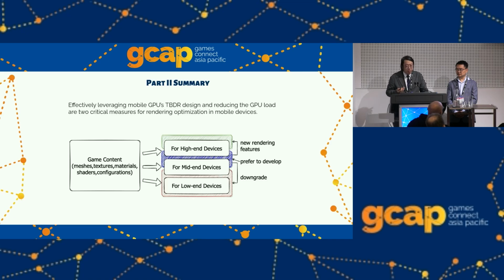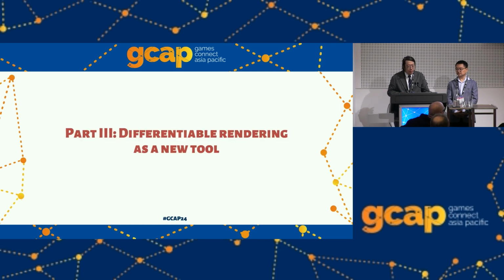Efficiently leveraging the mobile GPU's TBDR design and reducing the GPU load are the two critical methods for rendering optimization on mobile devices. So it would be highly beneficial if we could produce assets for low-end devices to reduce GPU load. In the next part, differentiable rendering is a novel technology that can provide such assistance.